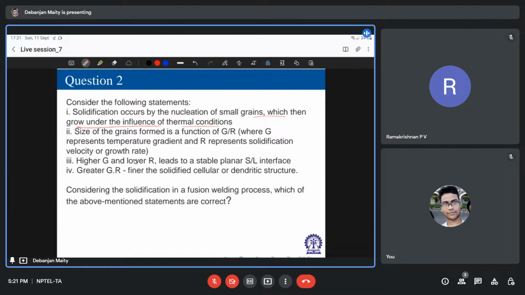Obviously, this is true. If you see any kind of melting and solidification process, solidification occurs in two phases. So there will be nucleation. My screen is visible, right?